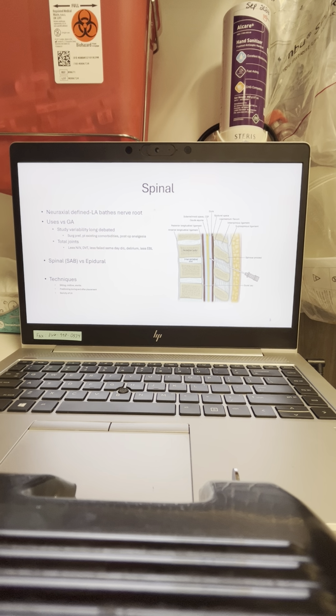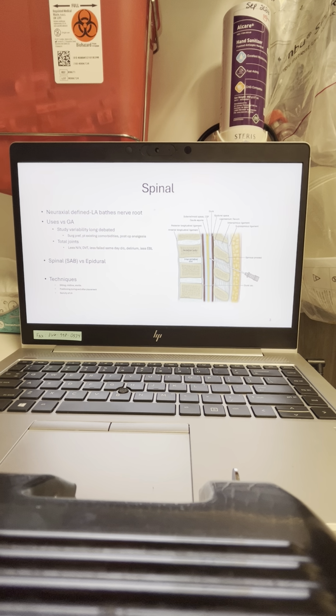When we're choosing whether to use spinal versus general, right below that I wrote there's a lot of study variability. It's been long debated on whether one is better than the other, and there's no right answer for that. There's risks versus benefits for both, and basically in general it usually comes down to patient preference, surgeon preference, as well as what we think will do best based on the patient's existing comorbidities, and what we want for post-op analgesia.